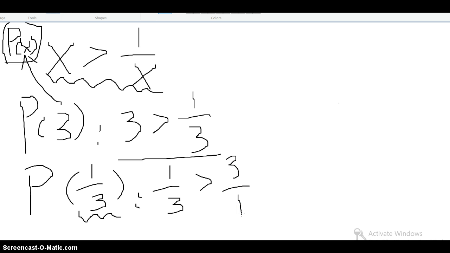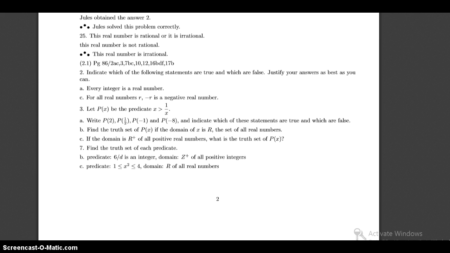Okay, so that's what P of 1/3 is. Whatever the number inside, you just plug into the statement, the inequality, and determine if it's true or false. The first one, P of 3, apparently 3 is greater than 1/3, so I call it true. The second one, 1/3 is not greater than 3 over 1, so that's a false statement. So this is how we do question number 3 here. Similarly, you can do the other numbers, even if they are negative numbers.